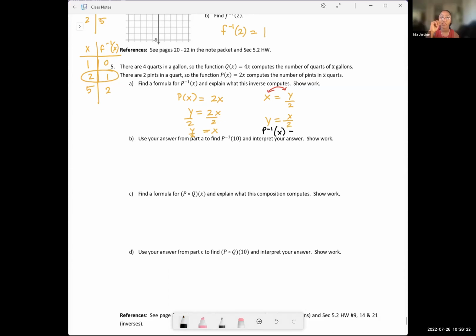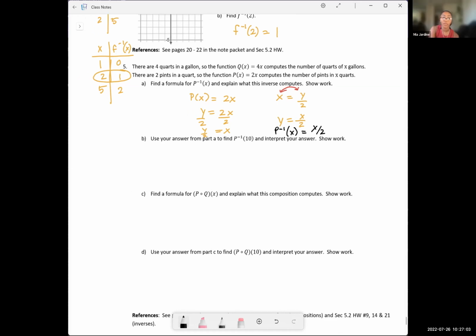So for this one, I didn't show my work on the dividing by 2 and then switch the X and the Y. I just put the inverse of P is X over 2. Is that okay? You can do that, that's fine. I just wouldn't be able to give you partial credit because I don't know what your mind was thinking. In my opinion, this one is super easy, it's straightforward, because if the function is multiplied by 2, then you know the inverse is divided by 2. So if you were just able to do that, then that's fine.